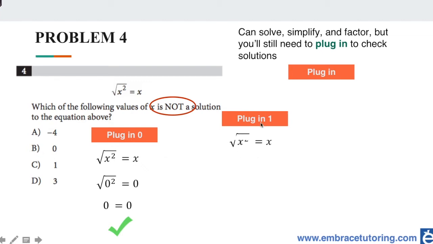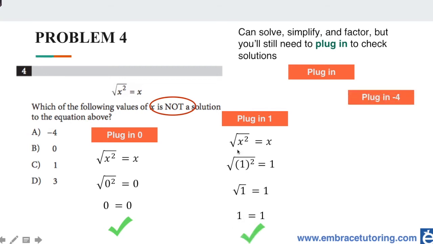Now I'm going to plug in 1. And then I'm going to get 1 squared under the radical. So radical 1 squared equals 1. Well, this will work because radical 1 will simplify to become 1 equals 1. And this will also be a possible solution. And now I'm going to plug in negative 4. And I could move on and do 3, but given the fact that I've plugged in 2 positive values, I'm going to try the negative to really see where that goes.